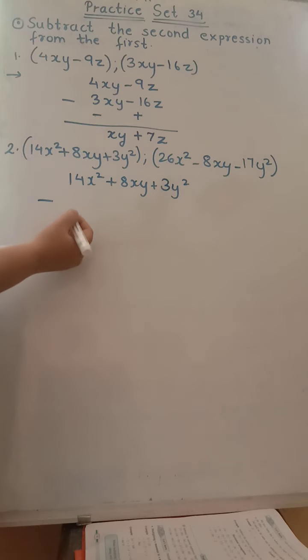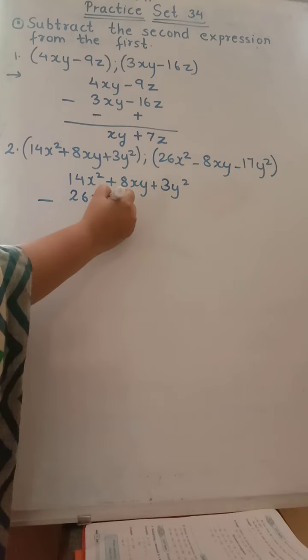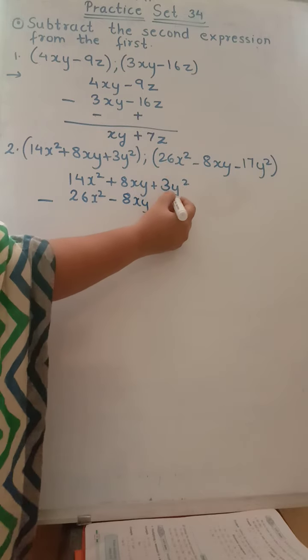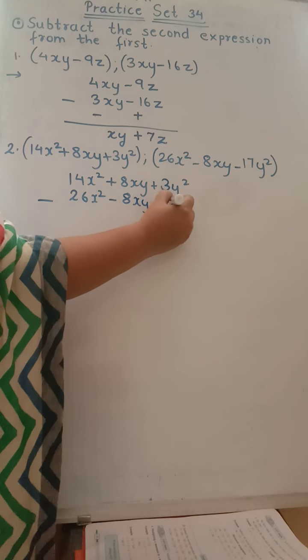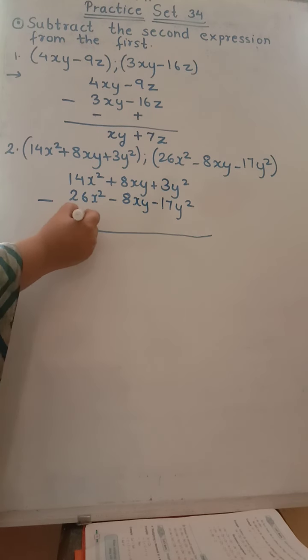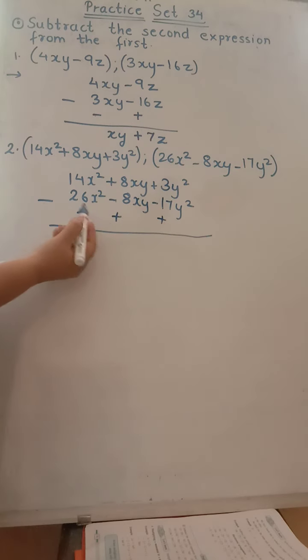Now the first is the x square term only, so I will write here 26x square. Then only minus 8xy, and for y square, minus 17y square. I will leave a line and draw a line. Now we will change the sign of the second expression: minus plus minus, minus minus plus. So it is negative 26x square, positive 8xy and positive 17y square.